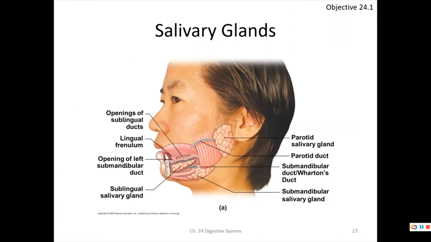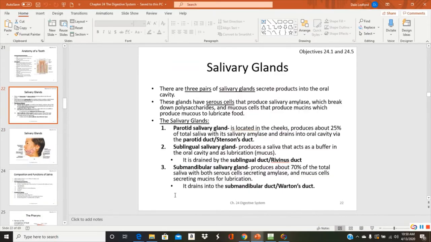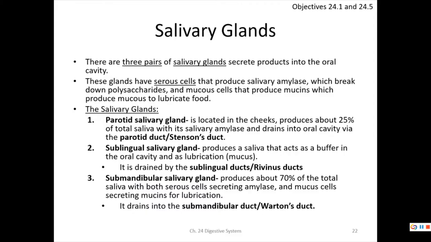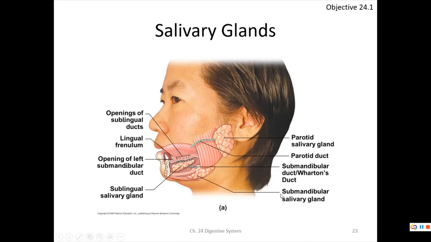The sublinguals here should say ducts, it should be plural. That's my fault for not catching that. Okay. The Wharton's duct is another name for the submandibular duct. And I do expect you guys to know the alternate names. So, as you can see, parotid, submandibular, and sublingual.